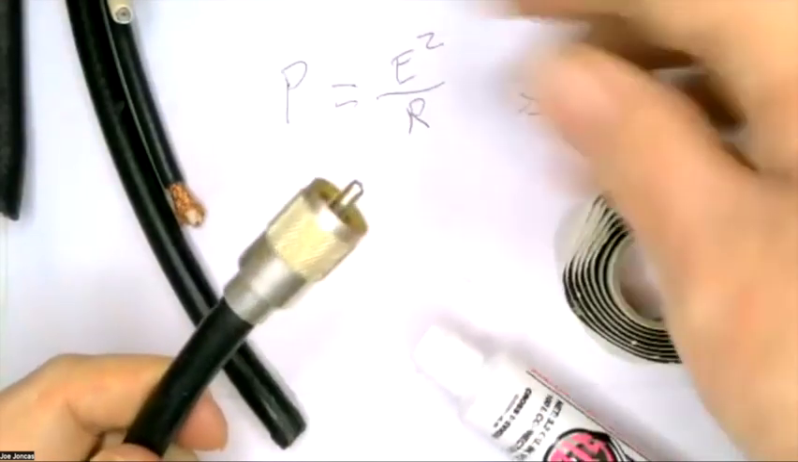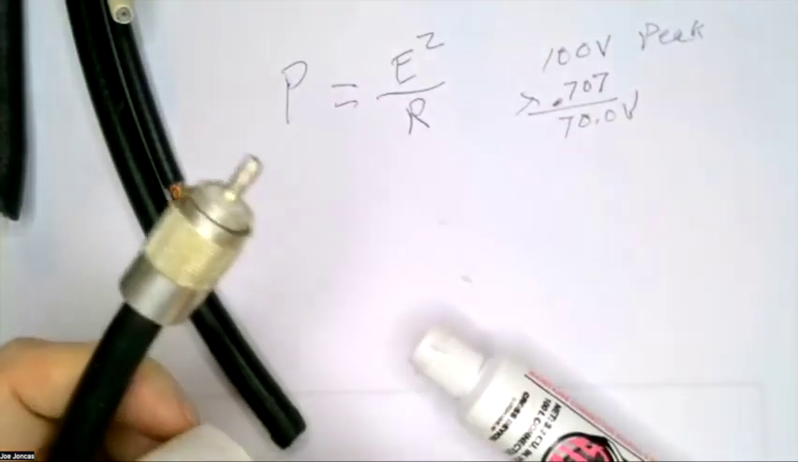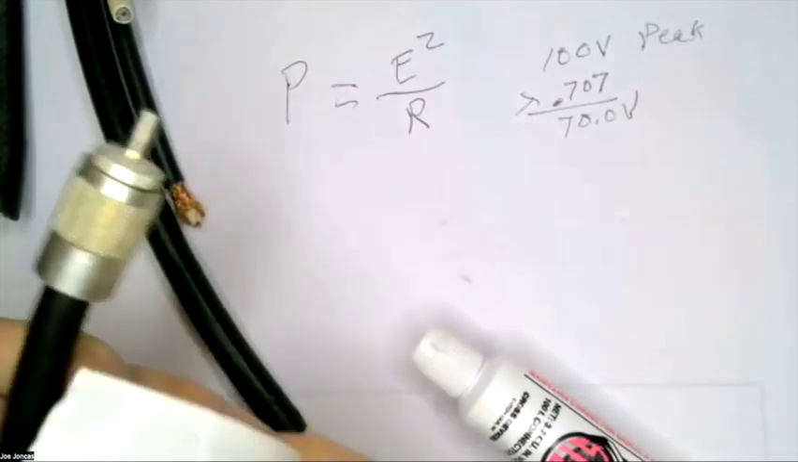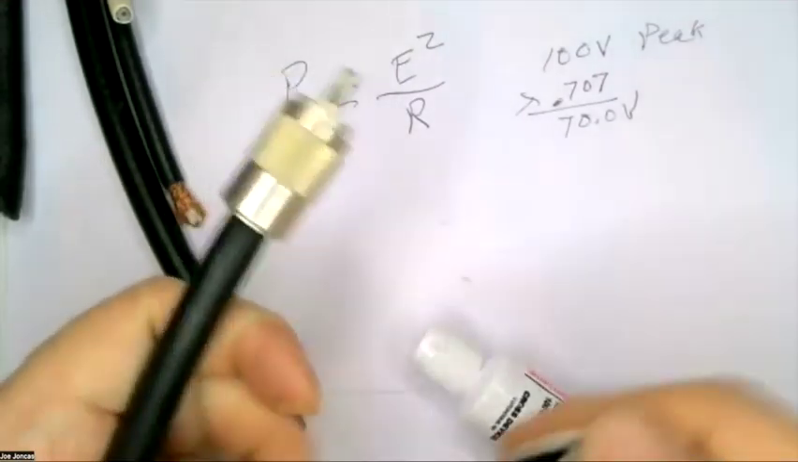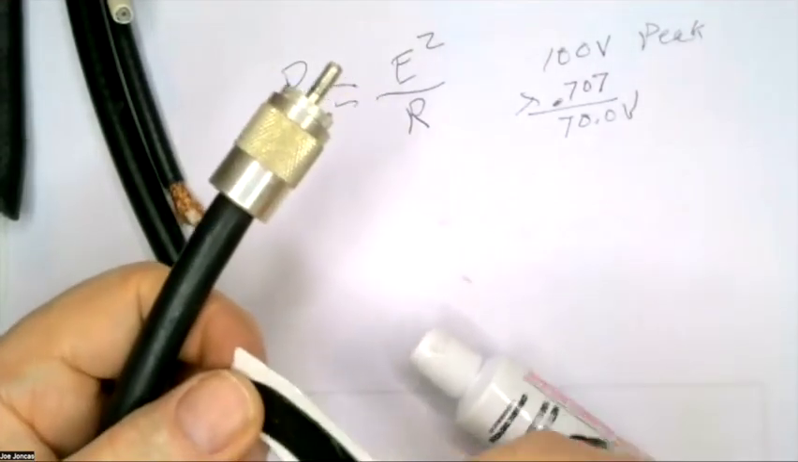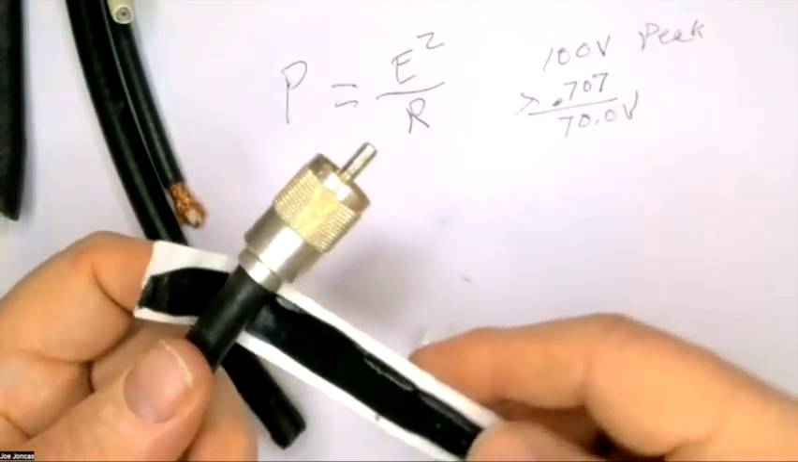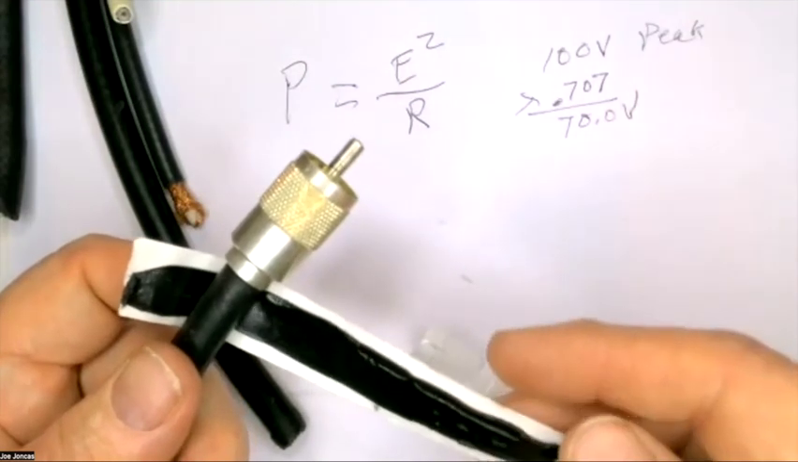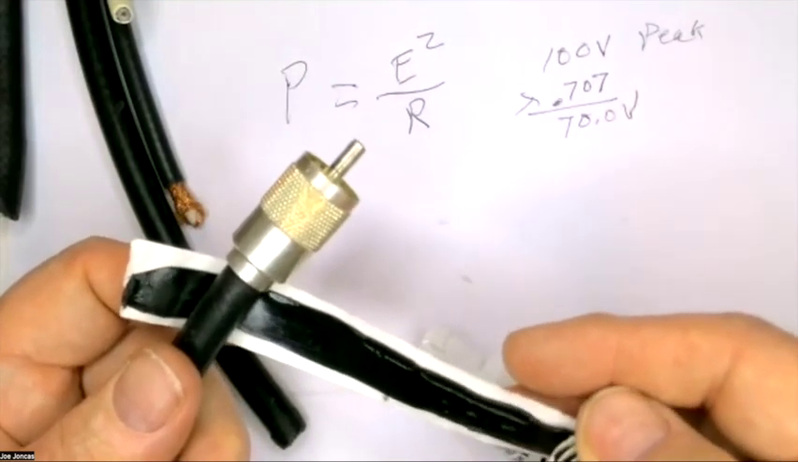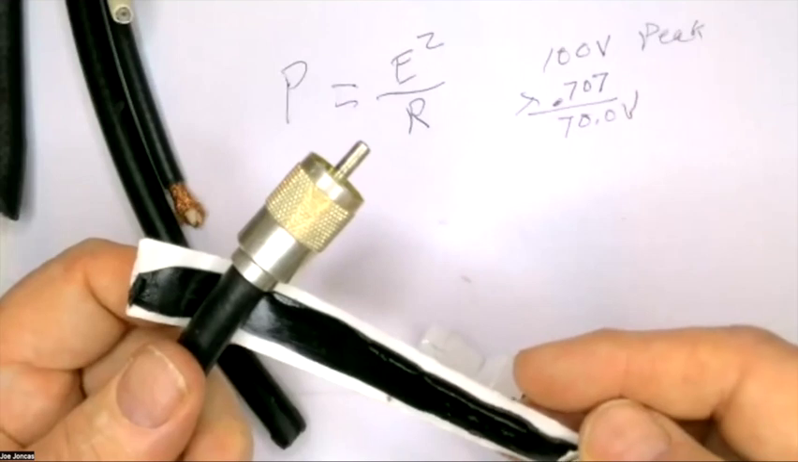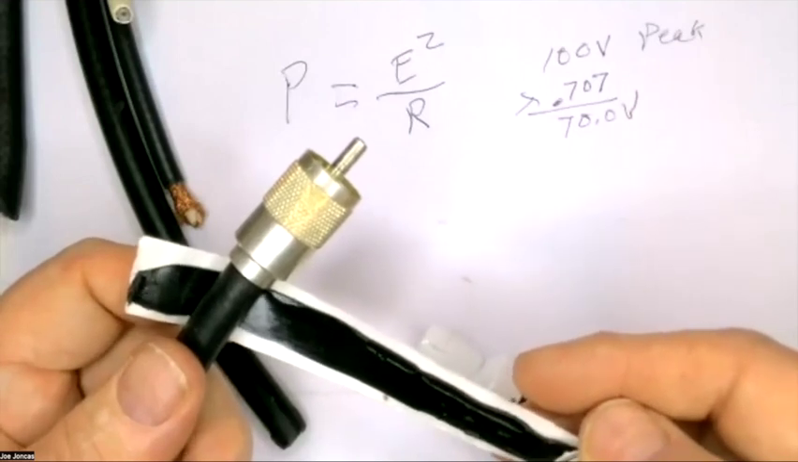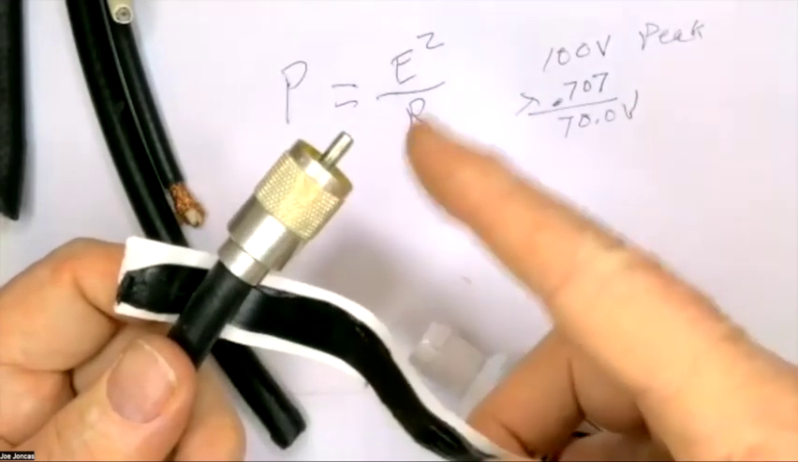And then once you've done that, you can take this stuff, which is self-amalgamating tape. When you wrap it around here, you take the paper off, and I'm not going to do that because I don't want this tape to stick to itself. Once you start wrapping it, it sticks to itself and it makes a great seal. And so that helps keep the water out.